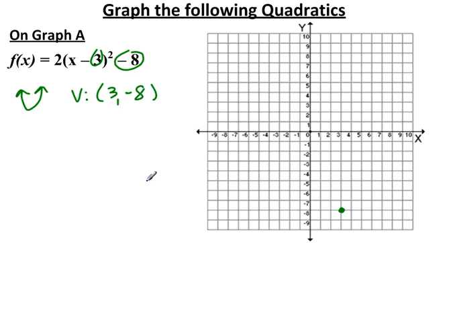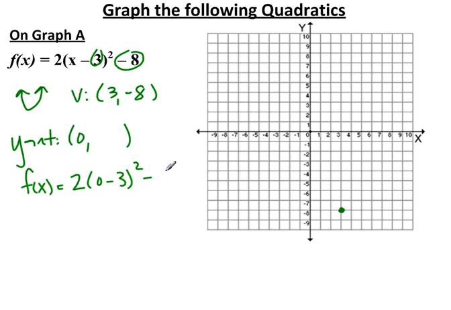The next thing I'm going to find is the y-intercept. To find the y-intercept, all I'm going to do is substitute in a 0 for x and solve. Remember, our y is the same thing as f of x, our output. So I'm just going to substitute in a 0 and do the algebra. This is going to be negative 3 squared, which is 9. 9 times 2 is 18. 18 minus 8 is 10. So I can plot the point 0, 10.